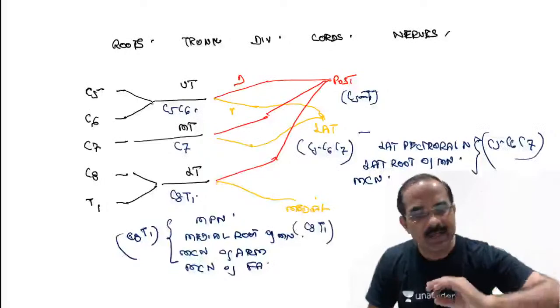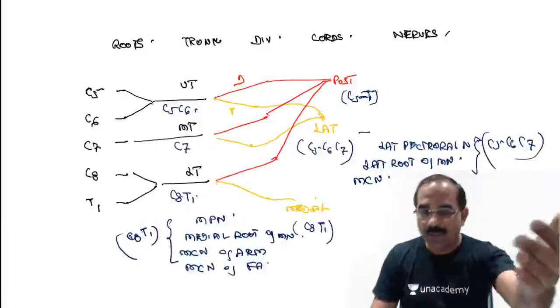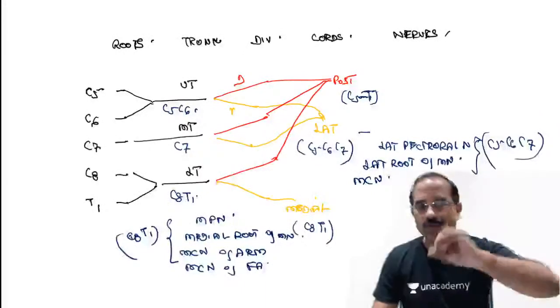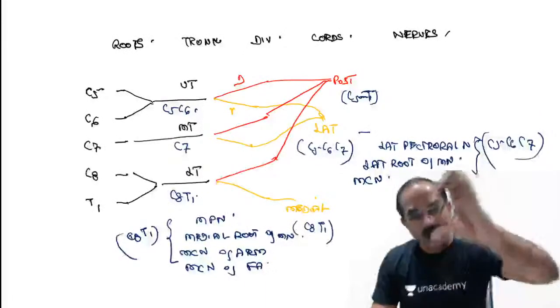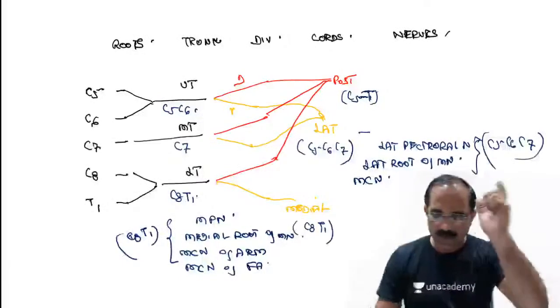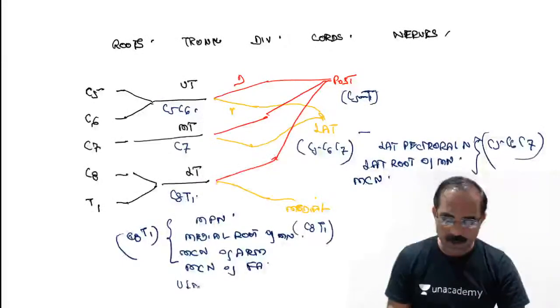See, what are the branches of the medial cord? Medial pectoral nerve, the medial root of median nerve, the medial cutaneous nerve of arm, the medial cutaneous nerve of forearm, and there's one more. But out of these, the root value is going to be C8 and T1. And the last nerve is the ulnar nerve.